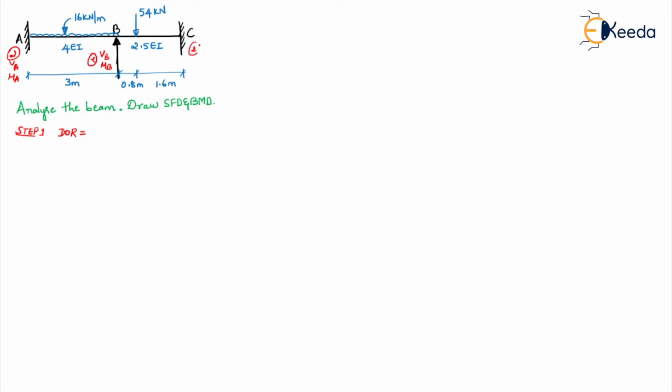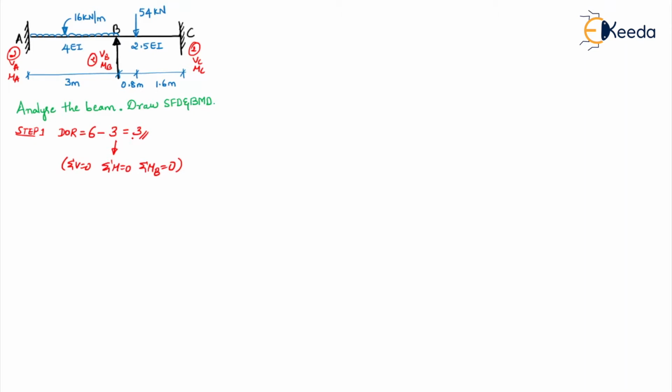Coming here, again two unknowns, that's your VC and MC. So totally how many unknowns? 6. How many equations of equilibrium will we have? 3. We have summation V equal to 0, summation M equal to 0, summation H will not be there, but sum of moment about B will be equal to 0 because it is an intermediate support. So 3. The degree of redundancy in this particular case is 3.